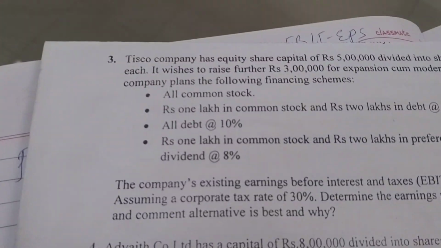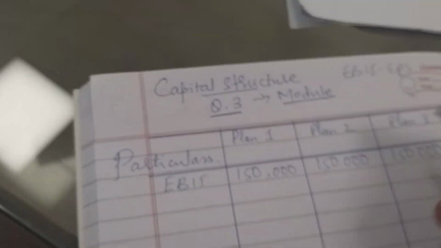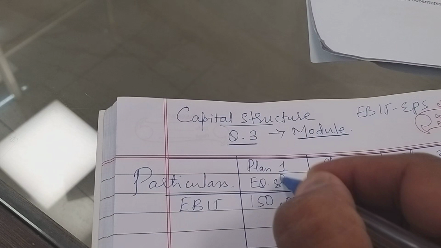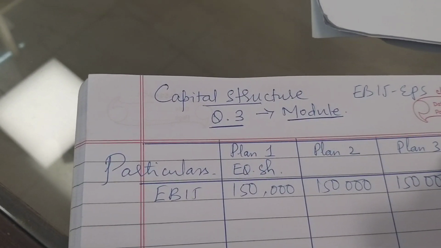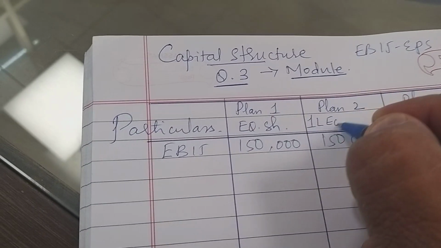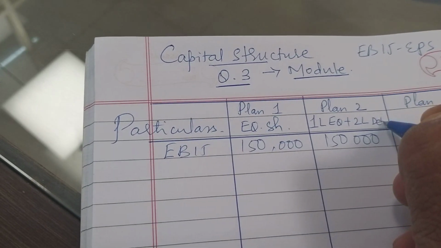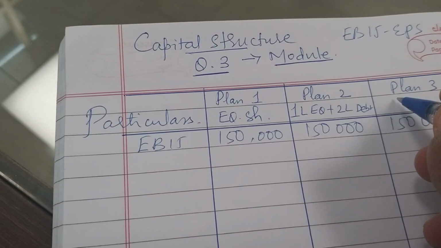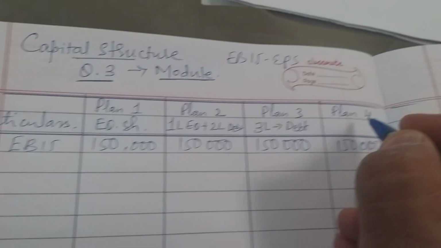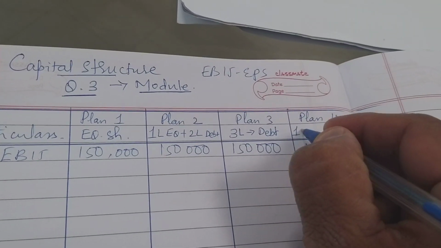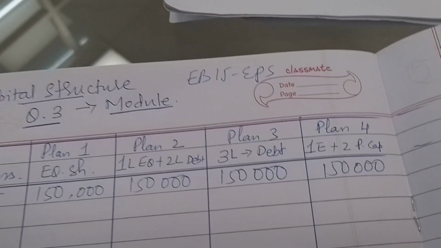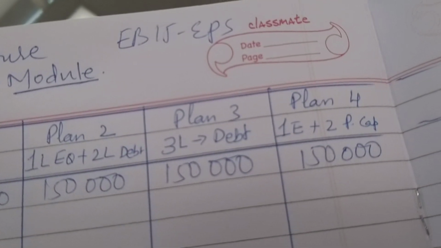If you read the question, the first plan is all common stock, meaning everything in this plan is going to be in the form of equity shares. The second is 1 lakh in common stock and 2 lakhs in debt, so 1 lakh worth of equity shares plus 2 lakhs of debt or debenture. The third case is everything in debt: we require 3 lakhs and the entire 3 lakhs is debt. And the fourth one is 1 lakh in equity and 2 lakhs in preference capital. These are plan 1, plan 2, plan 3 and 4.